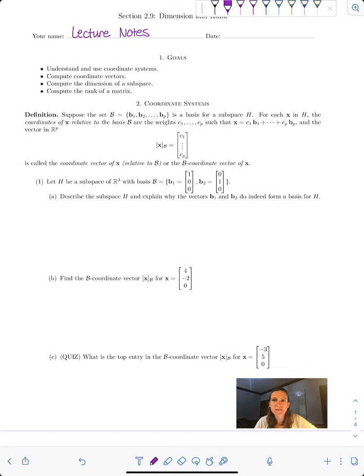Welcome to section 2.9 of our linear algebra notes, dimension and rank. Today we'll talk about coordinate systems, how to compute coordinate vectors, and we'll also learn about the dimension of a subspace and how to compute the rank of a matrix.